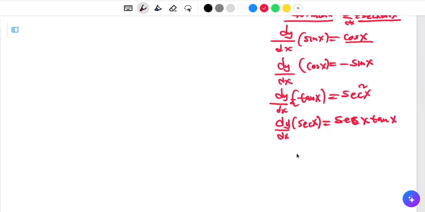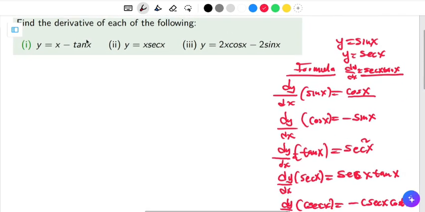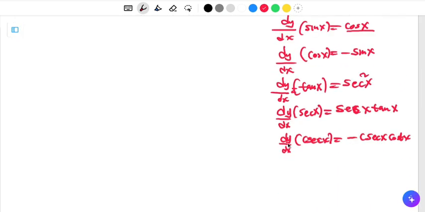What about cosecant? So the dy dx of cosecant, which is cosec x, is equal to negative cosecant x cotangent x. Okay, this one is equal to negative cosecant x cotangent x. So this is the rule that we're going to use when differentiating these questions here. So the derivative of cosecant x is negative cosecant x cotangent x.